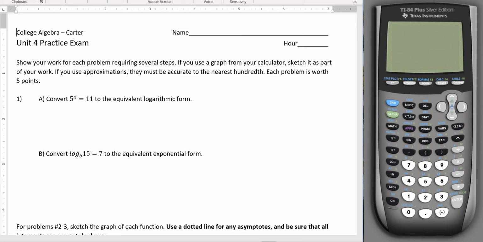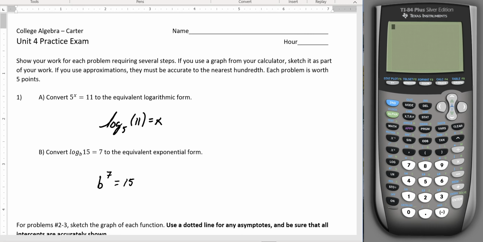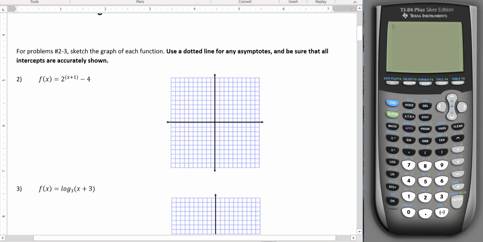Looking at number 1 here, convert 5 to the x equals 11 to the equivalent logarithm. So my base would be 5. My argument would be 11, and remember the logarithm solves for the exponent, so that would give me x in this case. Convert log base b of 15 equals 7 to the exponential form, so that would be b is my base, my exponent would be 7, and that equals 15. And that's it. That's all those problems are asking you for.